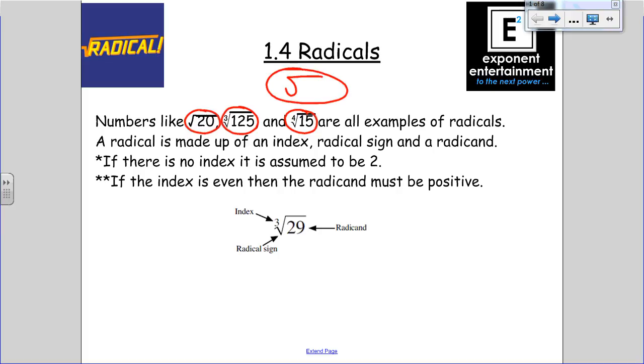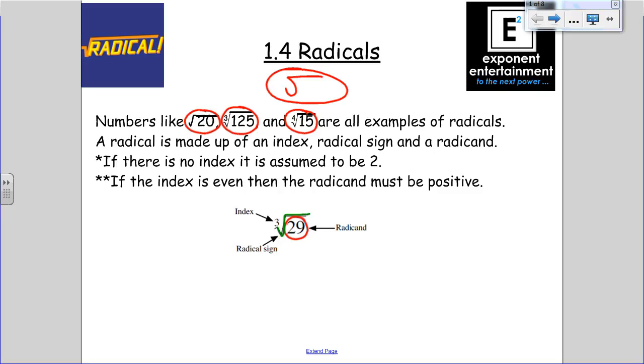Now, a radical has different parts to it, and those parts have names. So every radical has something called a radicand. The radicand is what's underneath your radical sign. The radical sign is that actual weird-looking symbol that we draw right there in the green. So our radicand in this question would be 29.